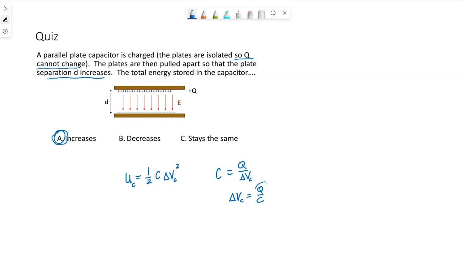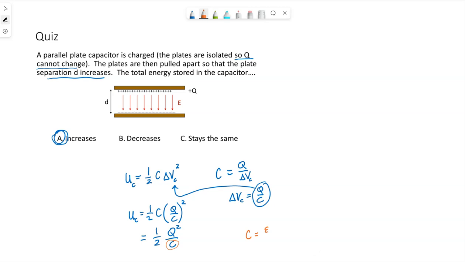And I'm going to put Q over C in our energy equation so that I write our energy equation in terms of Q, which is not changing, and C, which is changing. So now when I write my energy in terms of just these two, I know Q's not changing. All I care about now is what's happening to C.